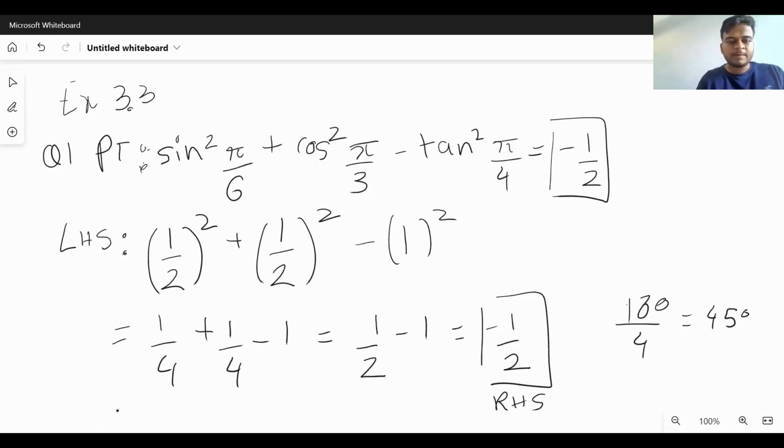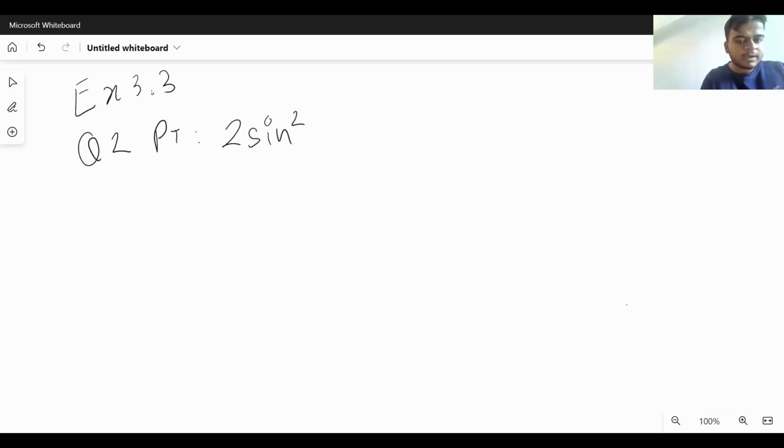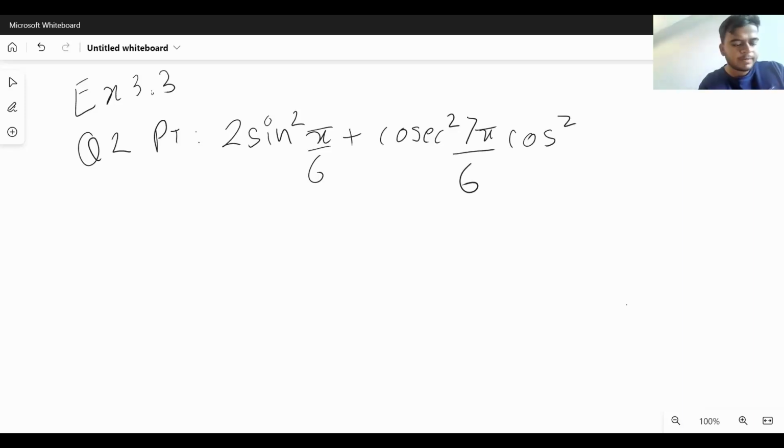Now moving on to the next question. The second question asks us to prove 2 sine square pi by 6 plus cosec square 7 pi by 6 cos square pi by 3 equals 3 over 2.